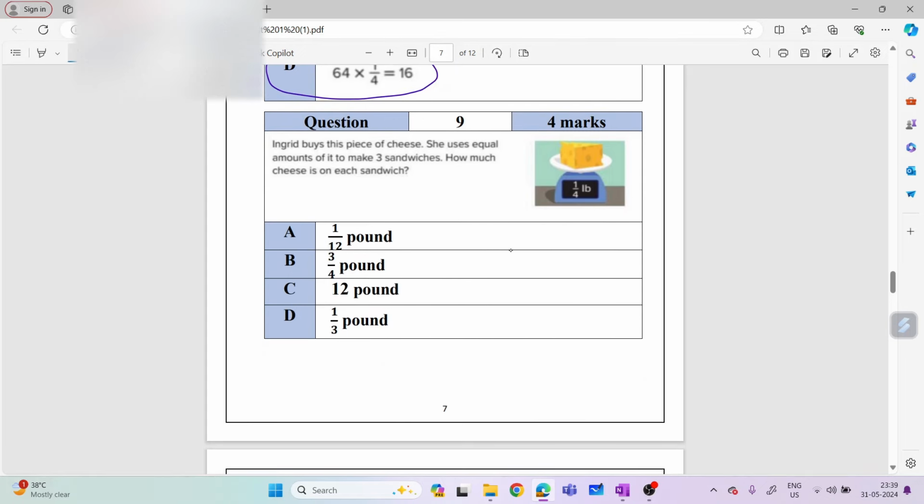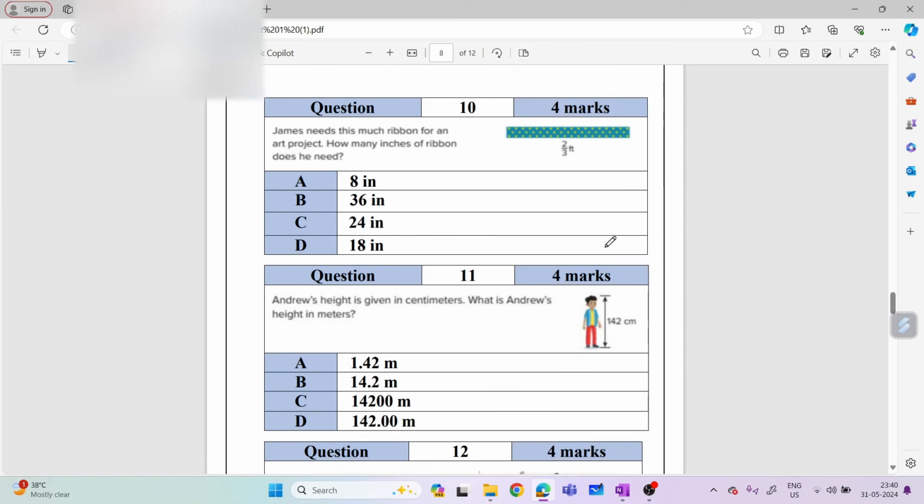Ingrid bought this piece of cheese. She uses an equal amount of it to make 3 sandwiches. How much cheese is on each sandwich? How much cheese is there? 1/4 pound. Divided into how many sandwiches? 1/4 pound is divided into 3 sandwiches. So this is again the KFC rule. 1 by 4 as it is, first number as it is, flip the second number, change the sign. 4 times 3 is 12. So 1 by 12.